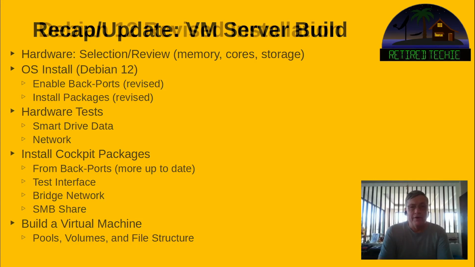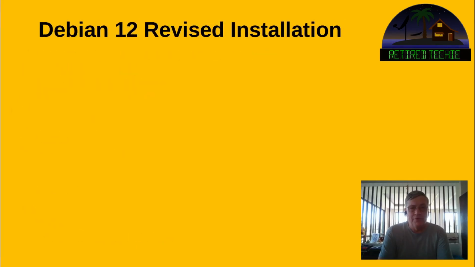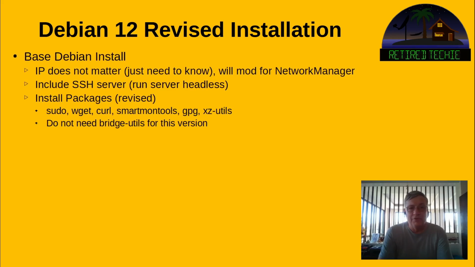This is going to be our revised installation of Debian 12. First, we're going to do the base install. The IP address does not matter, so we're going to use the default, as we're going to default to NetworkManager later on, and we'll cover this in a little more detail.